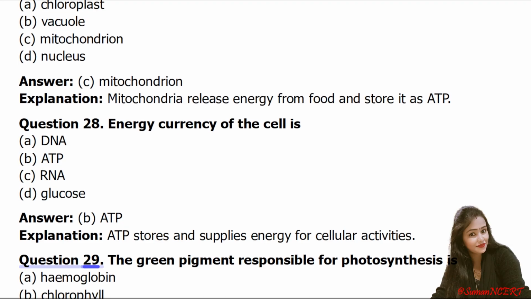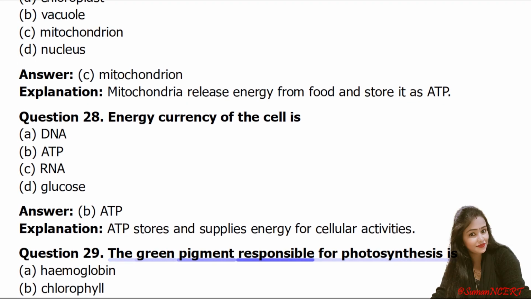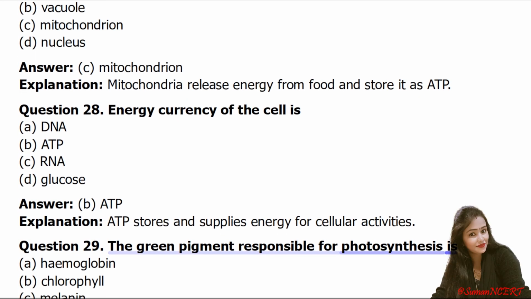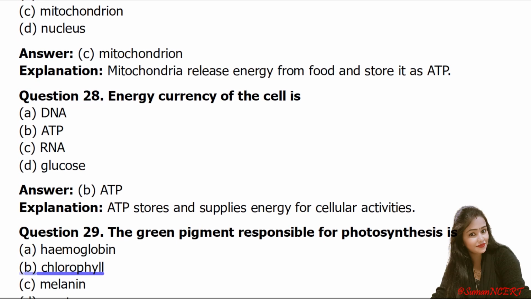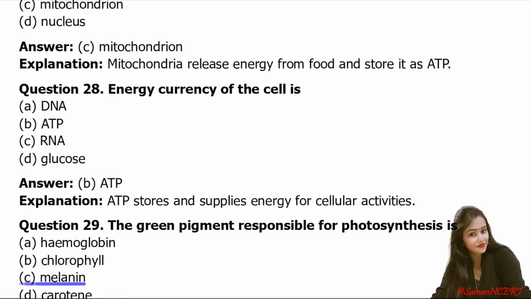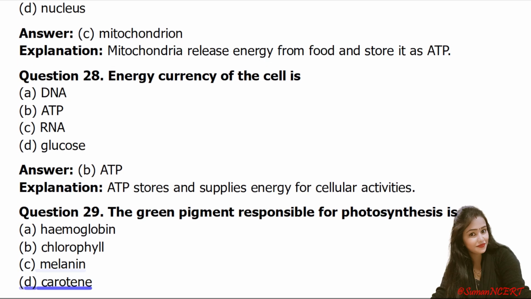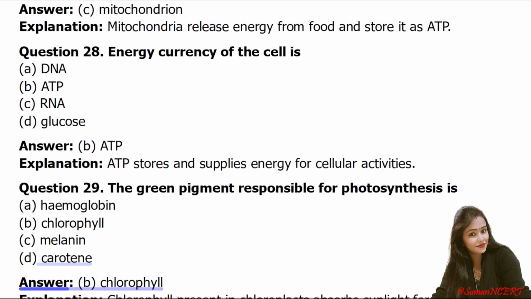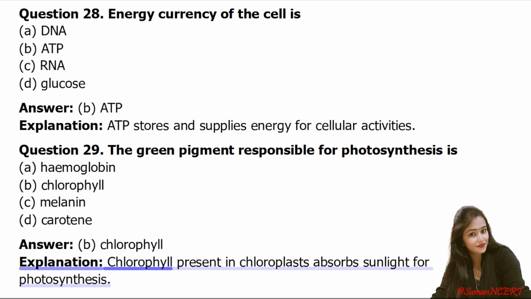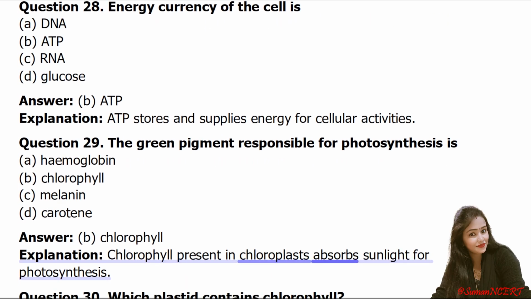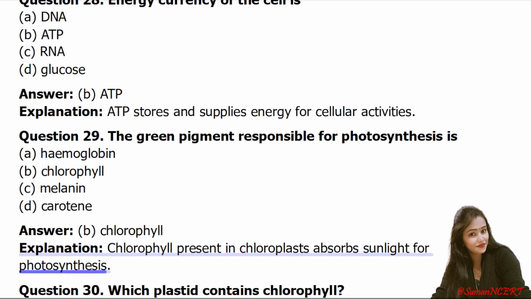Question 29. The green pigment responsible for photosynthesis is A. Hemoglobin. B. Chlorophyll. C. Melanin. D. Carotene. Answer, B. Chlorophyll. Explanation: chlorophyll present in chloroplasts absorbs sunlight for photosynthesis.